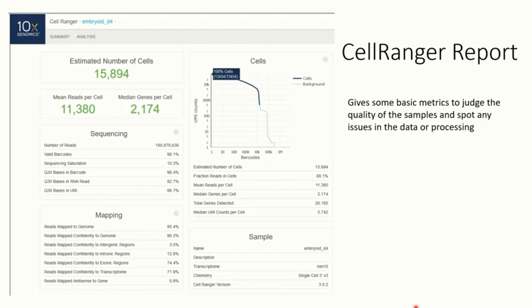At the end, Cell Ranger will generate this HTML report to give you the estimated number of cells, and then there are some per-cell averages, like the median number of genes detected in each cell. You probably want to go through some of those percentages and then the shape of this.